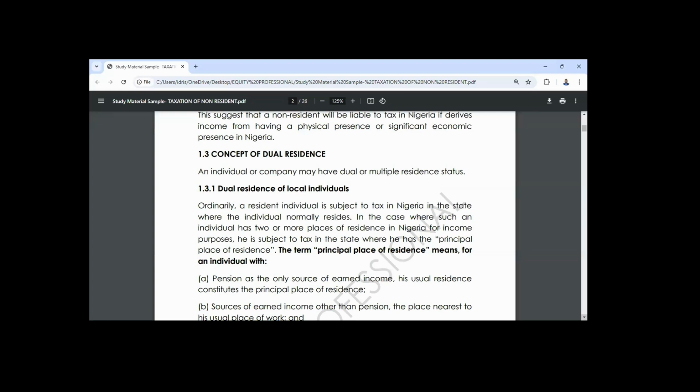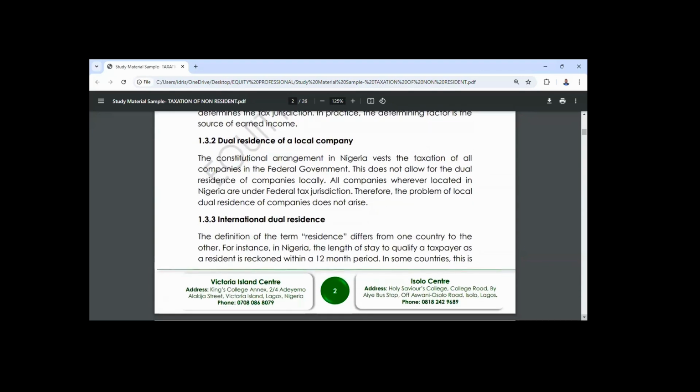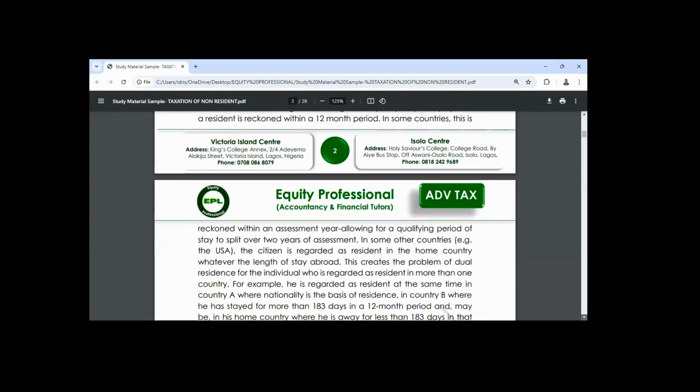His principal place of residence depends on the type of income, but we are not after that. We are after company. So in this our advanced task, we need to know a dual resident of a company. For a company to be regarded as a dual resident company, it means they have a head office in Nigeria and a branch in another country, or they have a parent company in Nigeria and a subsidiary in another country. That means they are dual residents. A company that has more than one place of residence, more than one office in different countries, is a dual resident company.